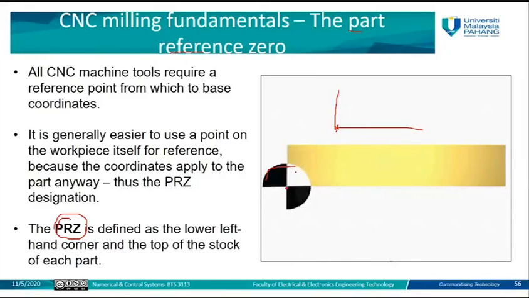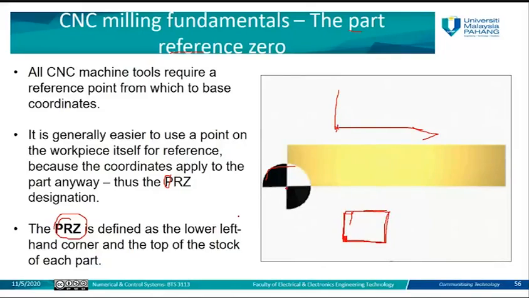Okay, so here we need to define the reference point, or we call it the PRZ, or the part reference 0. Part means it refers to the part that we want to work on, the workpiece that we want to modify, we want to cut, we want to drill, and so on. So you need to define these coordinates, because after you define them, all your calculation for the path of the machine will be with respect to this reference point. The PRZ here is defined as the lower left hand corner. If we are going to move on the positive x-axis here, this will be the lower left hand corner on the top of the stock for each part. So you have a part here, and for example, here will be your reference point. Then you are going to move this way, up, left, again returning to the same point.